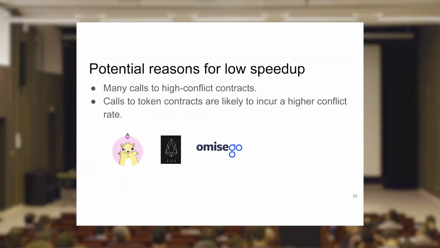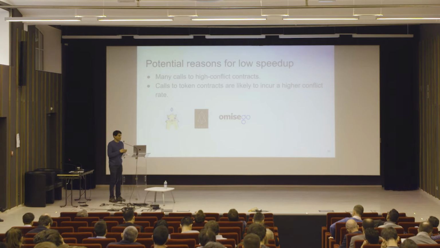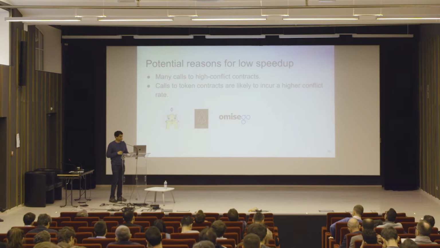So the possible reasons that you could get low speedup in period 7 is that there are many calls to high conflict contracts that are just inherent to the contracts. For example, there are a lot of tokens that came out around this time, and it's reasonable to believe that tokens are going to be highly conflicting because they're probably going to have a lot of shared variables that are updated with each call to the various functions.